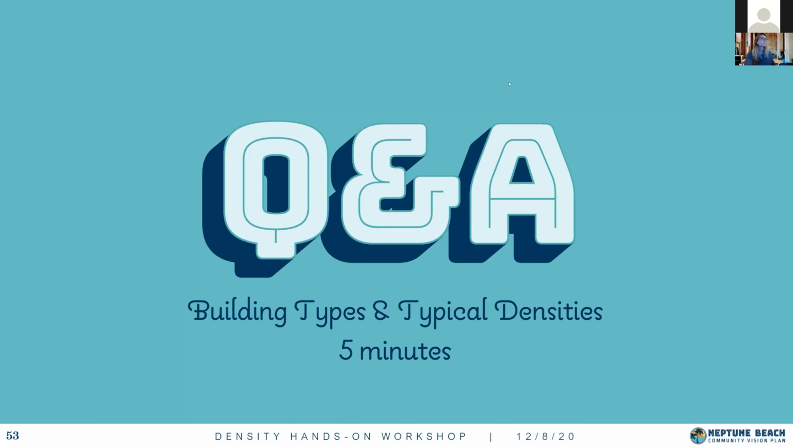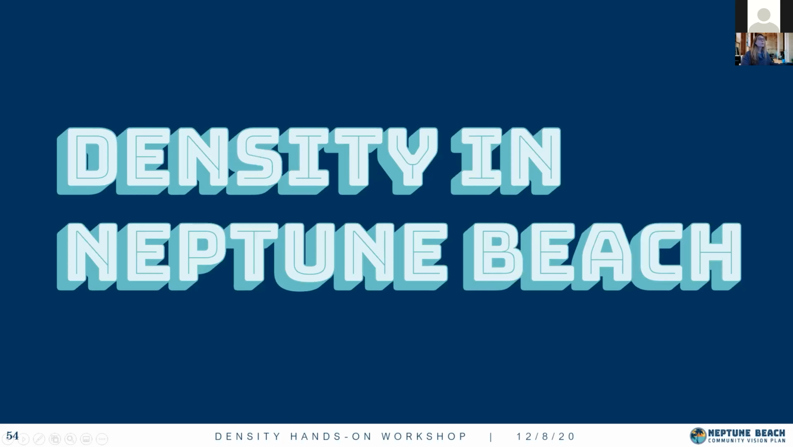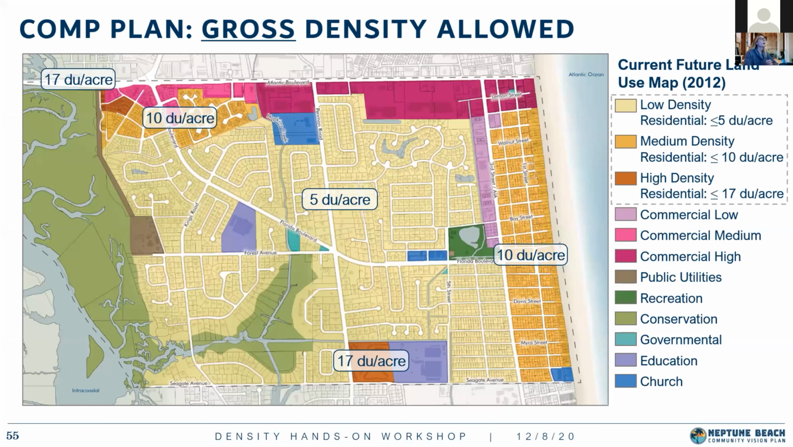All right, so now we get to density in Neptune Beach. And like I said, those past examples were just to get you familiar with the idea and how it works, and how it can be measured on different properties and what different ranges of density actually look like in real built projects. So this is your future land use map in the current comprehensive plan. It sets a gross density cap.